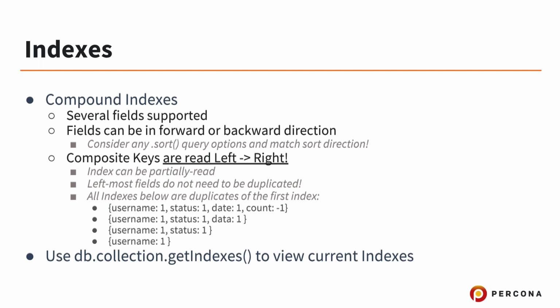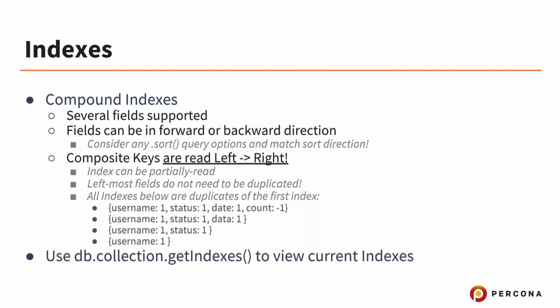Compound indexes are important to look out for. You see those in most production databases. It's rare to just see singular indexes on everything. There's almost always a compound. And for anyone who's not familiar, a compound index is multiple keys concatenated together in an index.